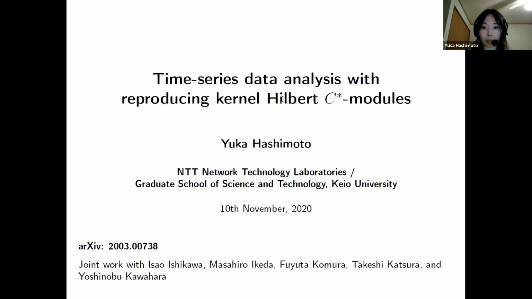Reproducing kernel Hilbert C-star modules are a generalization of reproducing kernel Hilbert space, which is widely used for machine learning and data analysis. And this is a joint work with these people. For more details, please refer to this arXiv paper.